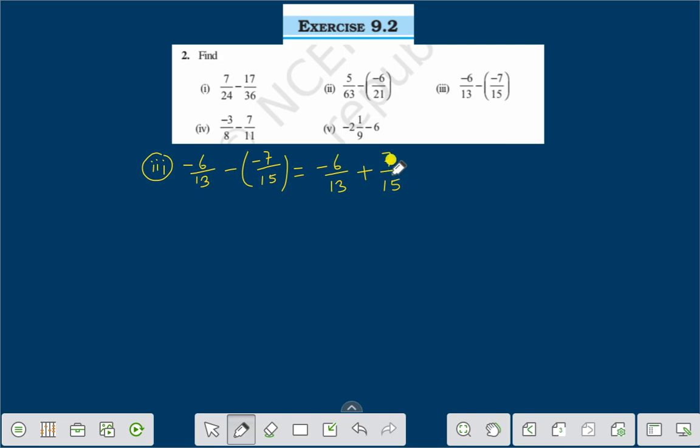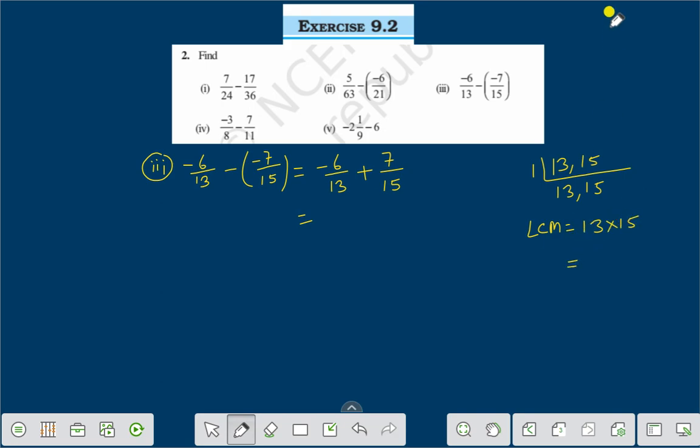We'll find the LCM of 13 and 15. Let us find the LCM of 13 and 15. Dividing by 1, we get 13 and 15. Therefore, LCM is equal to 13 into 15.